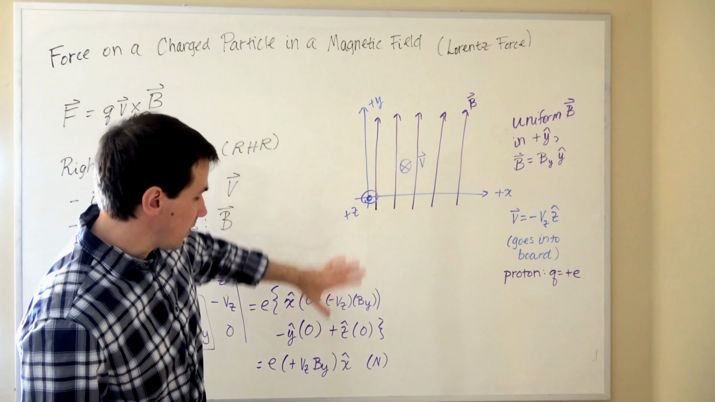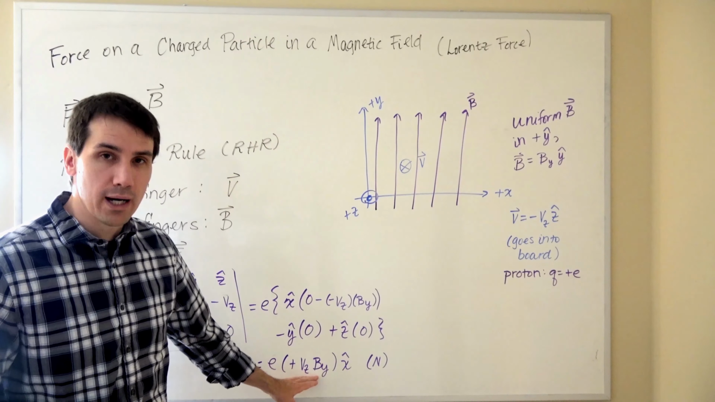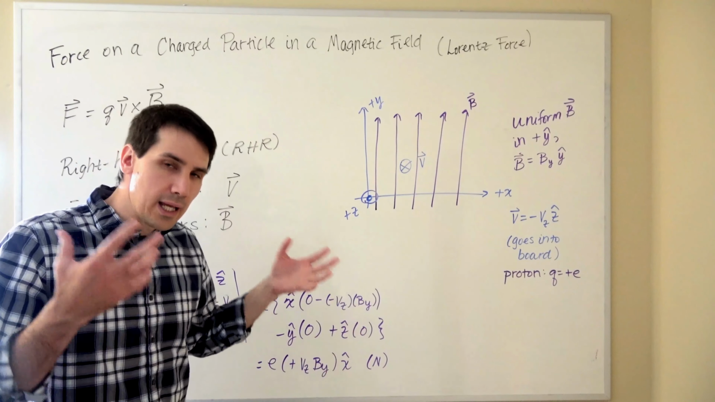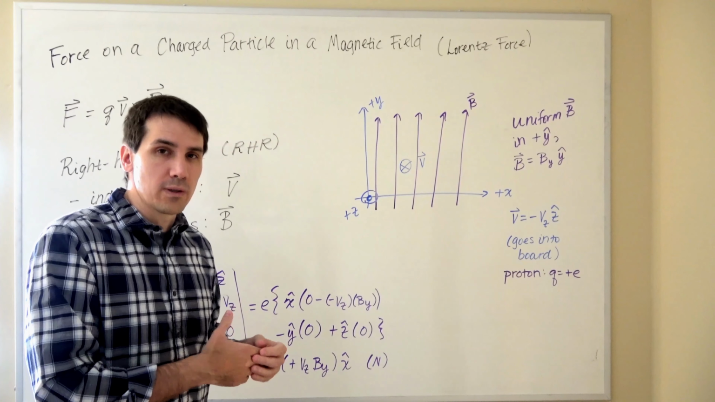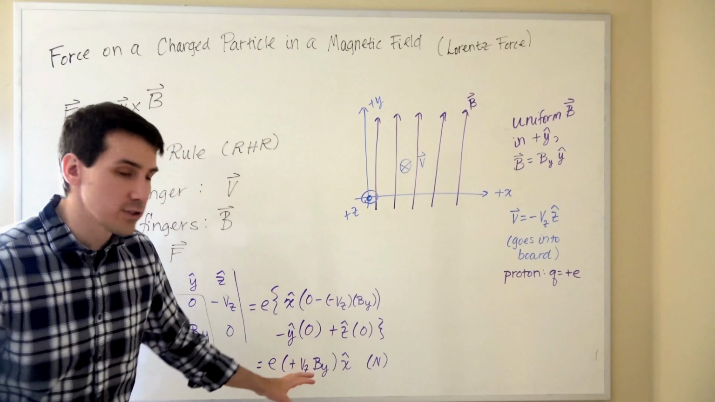So we end up with a force of E times Vz times By in the positive x hat direction, where again, in another example, we could assign a specific value to this velocity and magnetic field, so we could turn this into a number.